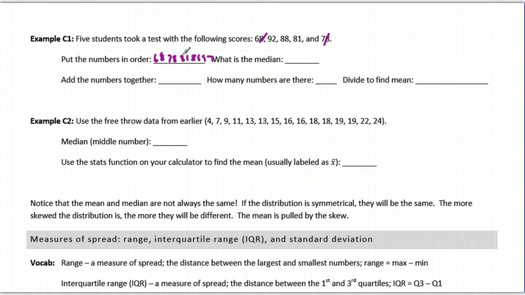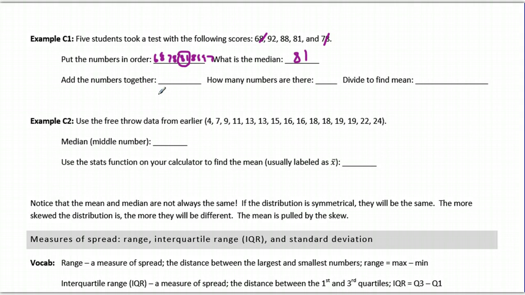Now the number in the middle, dead center, 2 on the left, 2 on the right, is going to be 81. So the median is 81. So that's very easy to find. Just put them in order and find the middle. Remember, if you have an even number of things where you have 2 middles, you would add the 2 numbers together and divide by 2. But we don't have that, so we just pick the middle number.